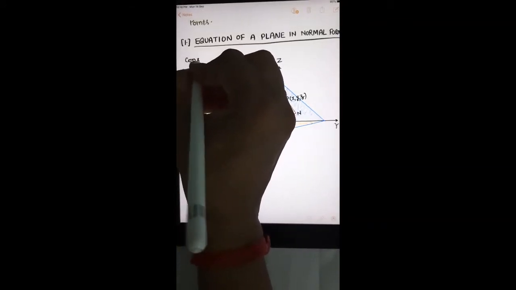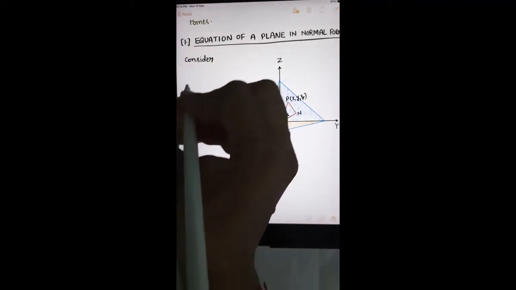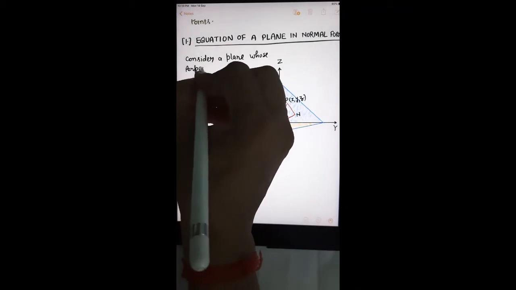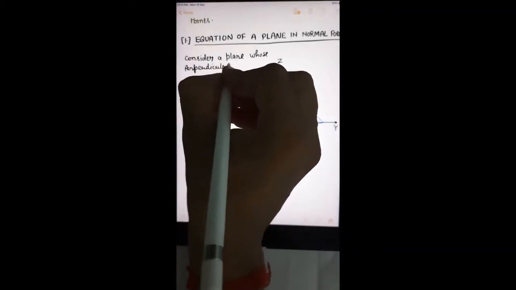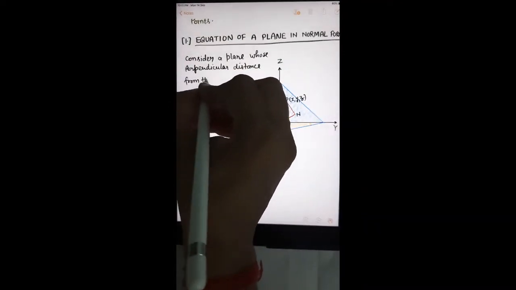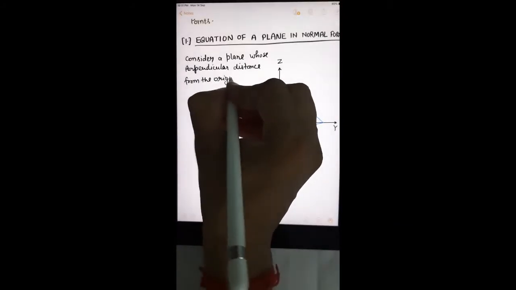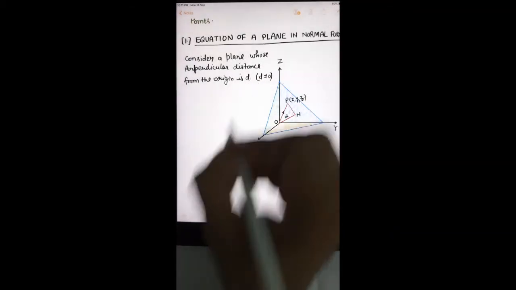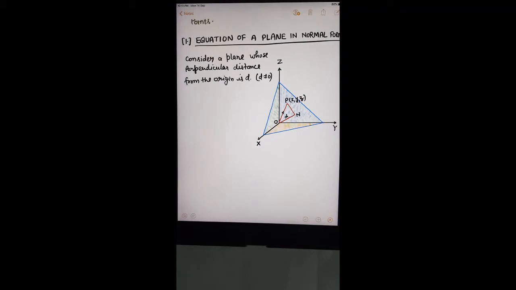So consider a plane whose perpendicular distance from the origin is D. Here D is not equal to 0 because D is the perpendicular distance from the origin, and if D is equal to 0, it means that plane is passing through the origin.